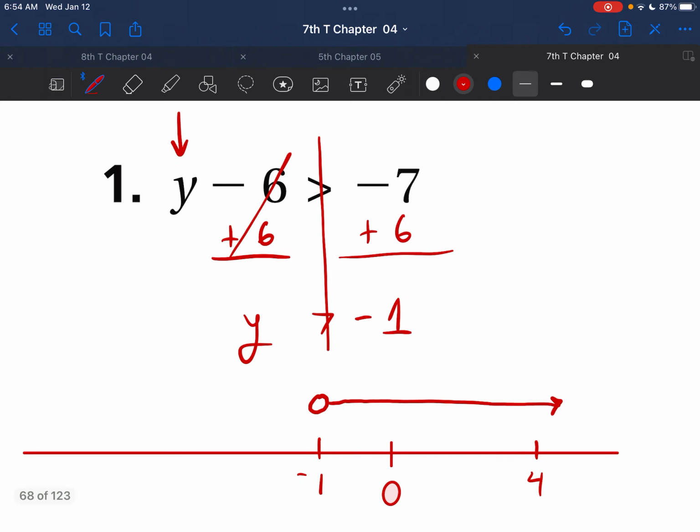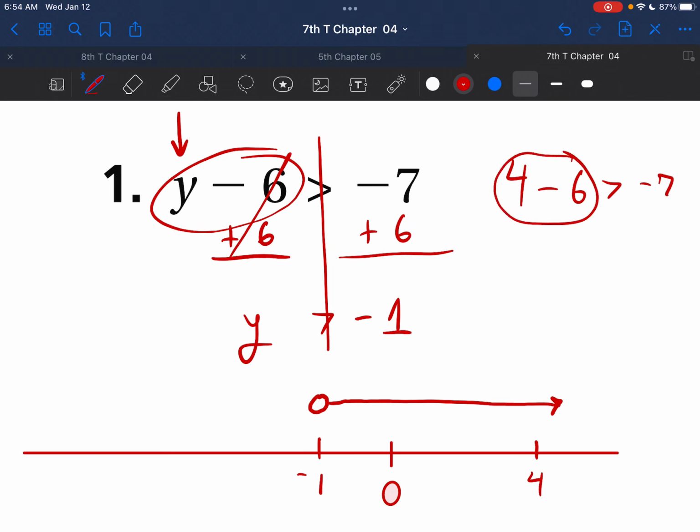All right, let's put that in the equation. So here's the equation. We have 4 minus 6 should be greater than negative 7. These are different signs, so if we subtract, that would be negative 2. Is negative 2 greater than negative 7? Yes, it is. That is correct.